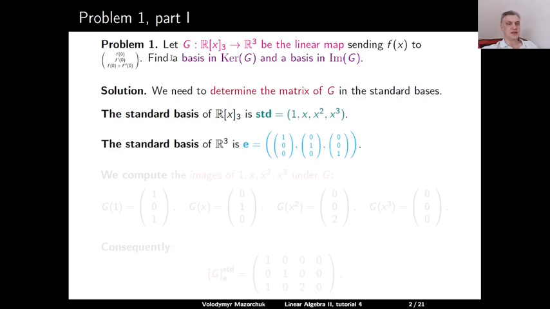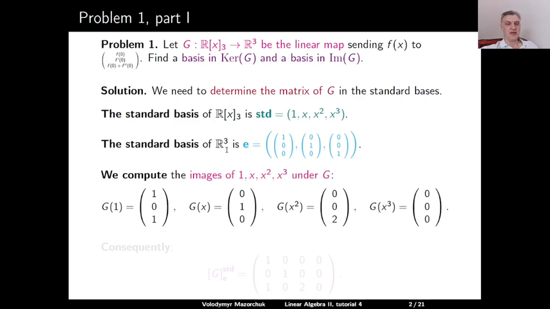The standard basis in R3 consists of the vectors e1, e2, and e3. So e1 has first coordinate 1 and the rest is 0, e2 is 0, 1, 0, and e3 is 0, 0, 1. So in order to determine the matrix of G, we need to take the elements in the standard basis of the original vector space, apply G, and write down as columns the coordinates of the outcomes with respect to the standard basis in the target vector space.